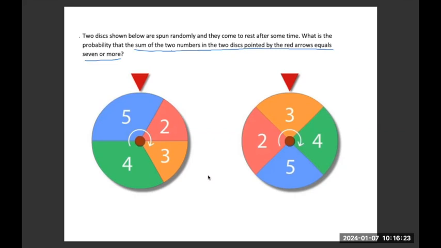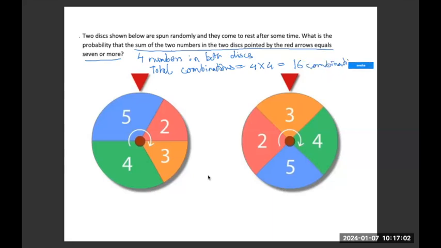Don't go by proportion in this case, okay? Here, you have 1, 2, 3, 4, 1, 2, 3, 4. You have 4 numbers in both the discs. So total possibilities or combinations will be equal to 4 in one disc multiplied by 4 in another disc, which is 16 combinations possible. These are the total combinations which are possible when I rotate the discs.